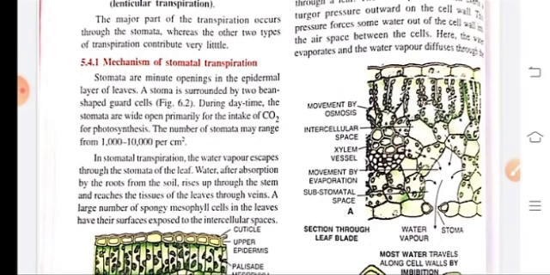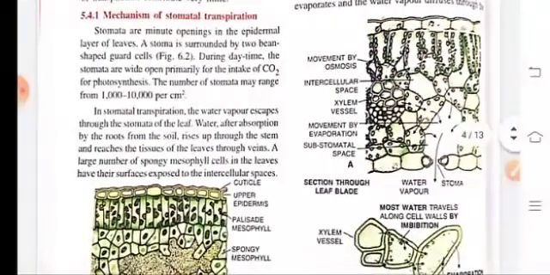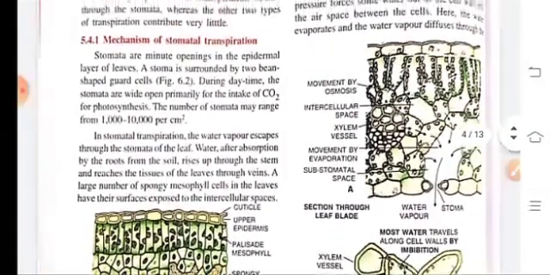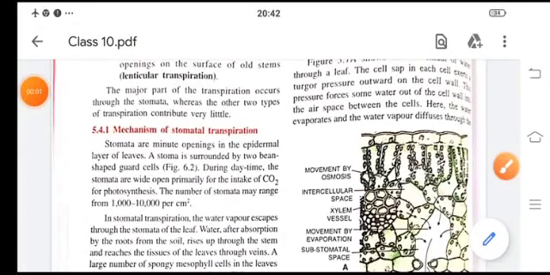Now what are stomata? These are minute openings present on the epidermal layer of the leaves. They are surrounded by two bean-shaped structures known as guard cells, and during the daytime these stomata remain open for the intake of carbon dioxide for photosynthesis. Now let us come to the mechanism of stomatal transpiration.